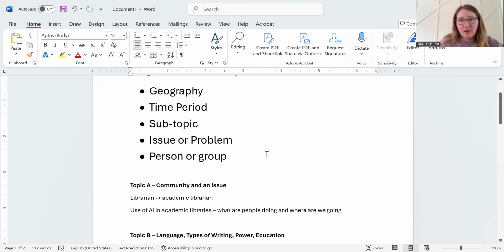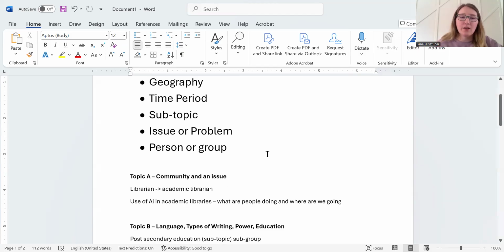And geography could have an influence, right? Because we have different laws. So how are things being done in Canada versus Japan or the UK? Also, geography has an influence when we think about AI and technology and access to the internet, right? So just again, thinking about how these things could impact your topic.